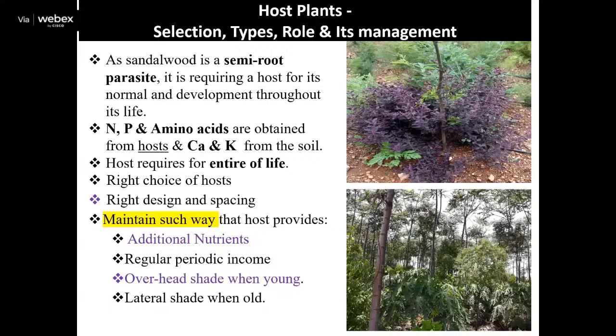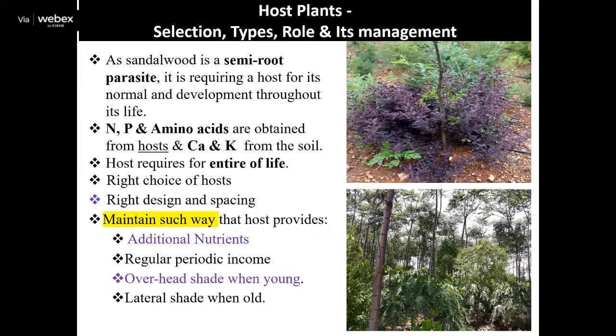Further, the host is required throughout the life. Even if you don't have any host, it can take the roots of other adjacent sandal plants for support. While choosing the host plant, there is a right choice, right design and spacing. Otherwise, if you are not properly concentrating on the host, sometimes the host plant overtakes the sandal growth. So this has to be kept in mind.